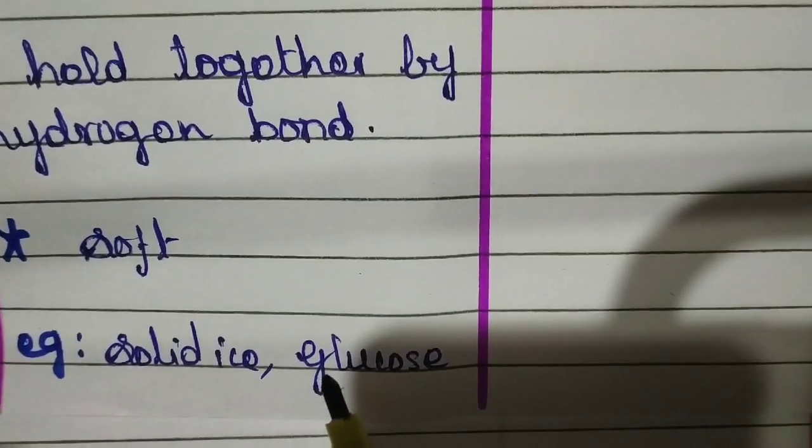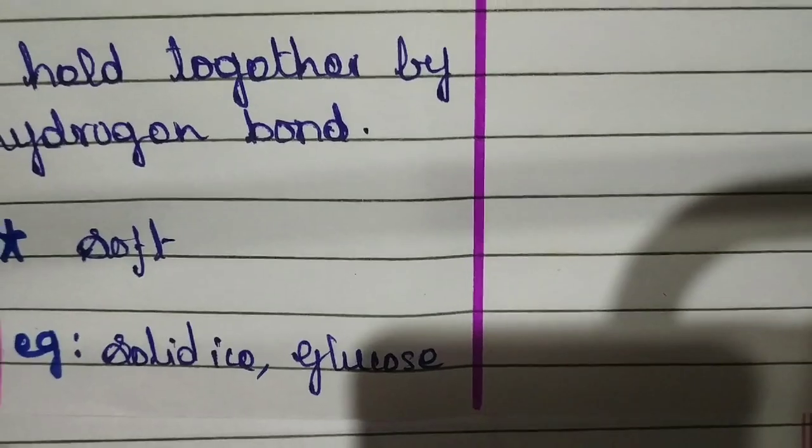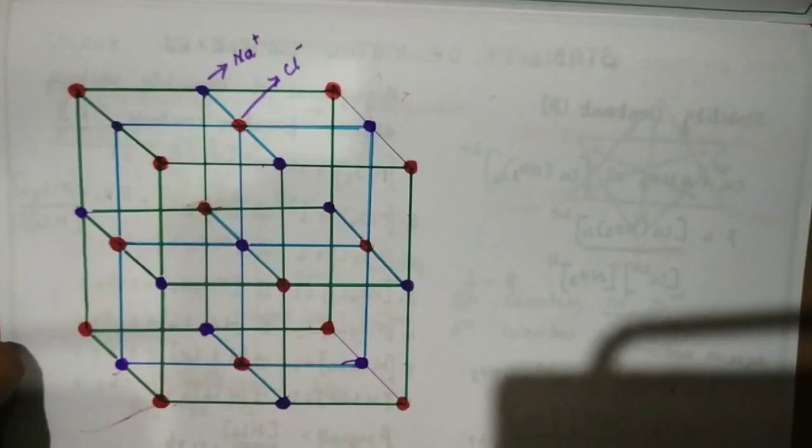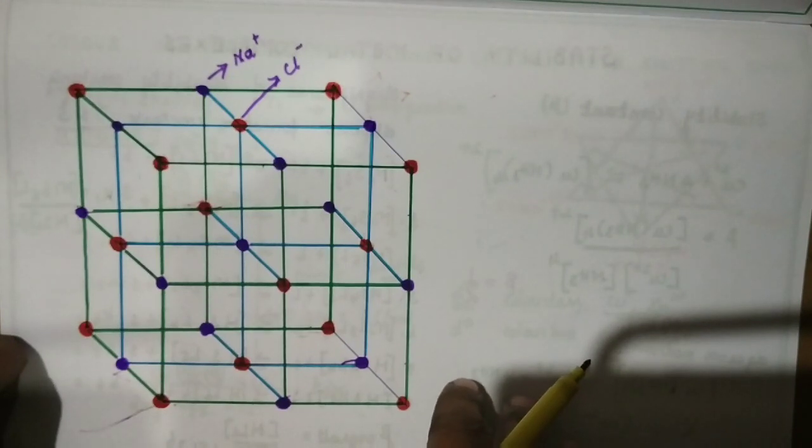Okay, students. So today we have learned the classification of crystalline solids and examples.